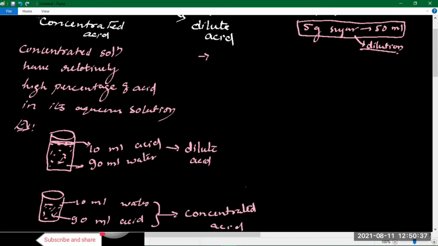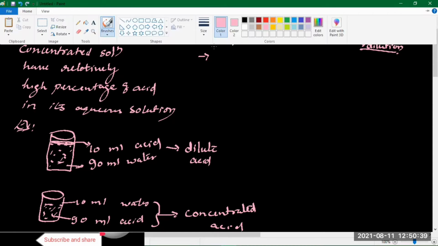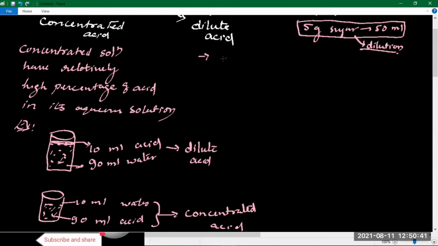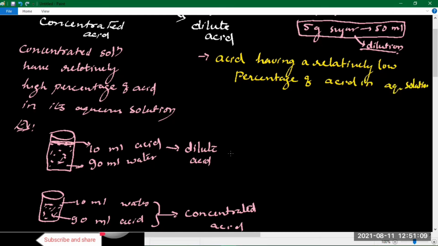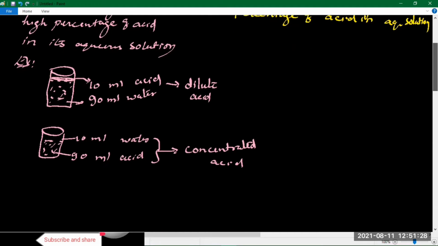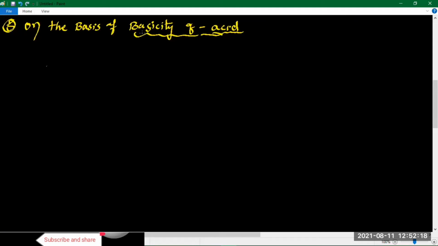I hope you understand the concept. So now, how can you define dilute acids? Relatively low percentage of acid in aqueous solution. So that is the concept. Now let us move to the types of acid based on the basicity of an acid. Before going to the classification, we'll learn what is the meaning of basicity of an acid.